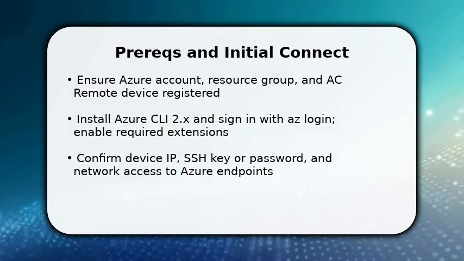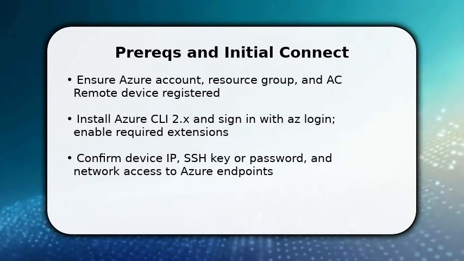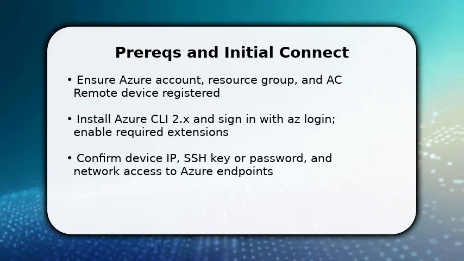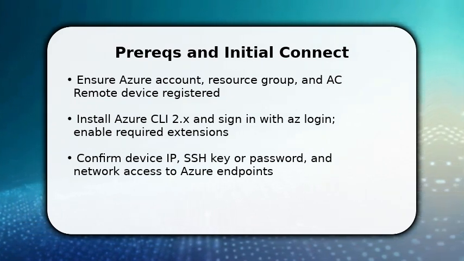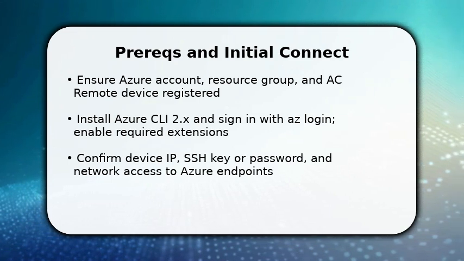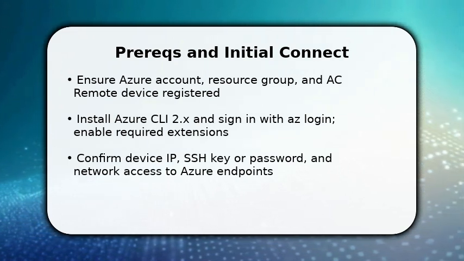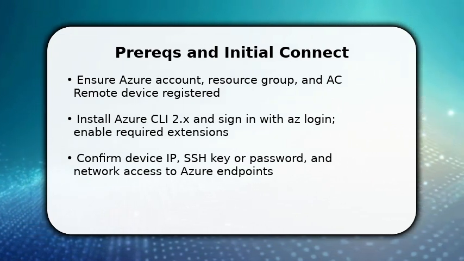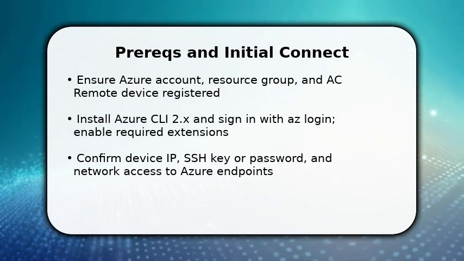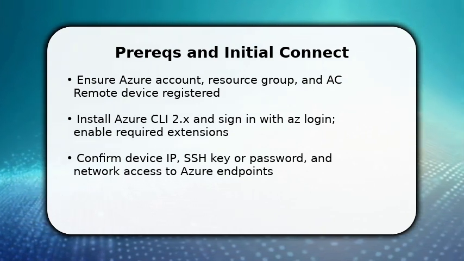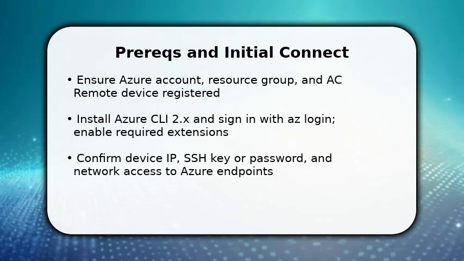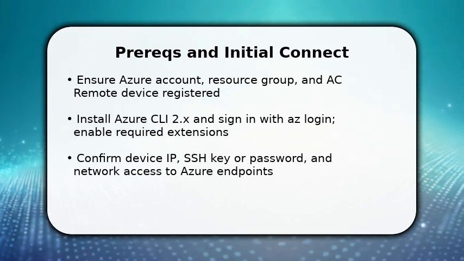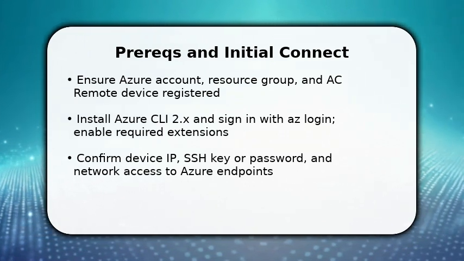You start by confirming prerequisites and initiating the first connection. Make sure your Azure account, resource group, and the AC remote device are registered. Once done, install Azure CLI and sign in with az login. Generate or confirm an SSH key pair or password for the device, and verify the device IP and outbound network access. Now create or select a service principal if automation is needed. This gets you immediately ready to push configuration and avoid access interruptions.